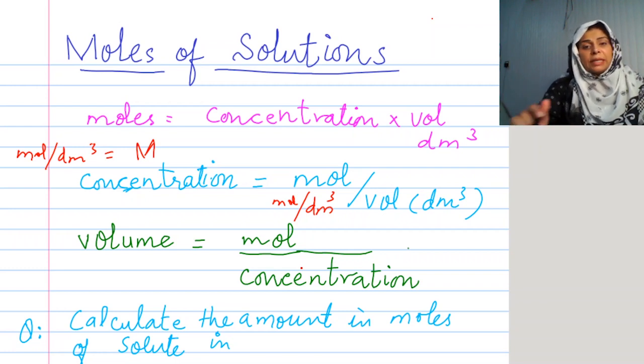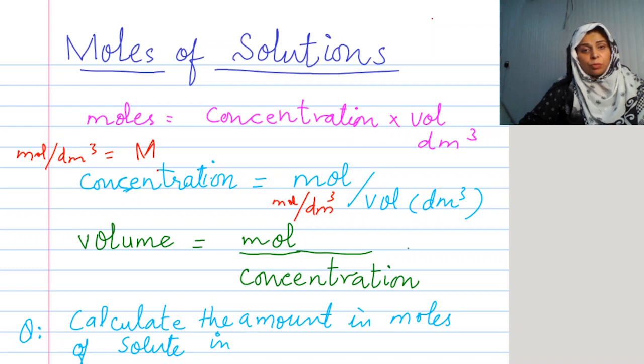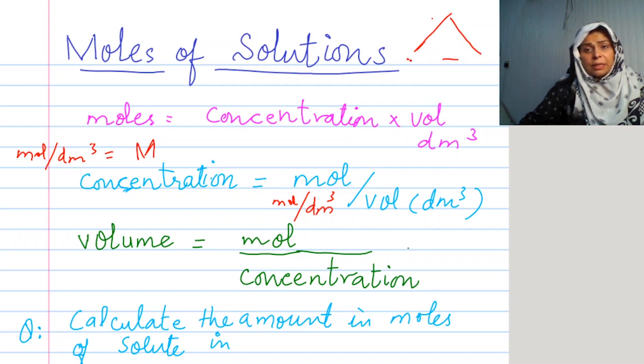So you have to memorize either one of the formulas, and from one formula you can generate moles is equal to concentration into volume, or volume is equal to mole over concentration. So remember, the unit for the concentration is mole per decimeter cube, and it can be represented by M, molarity, right? This is basically the formula for solutions. So moles is equal to concentration into volume, concentration is equal to mole over volume, then volume is equal to mole over concentration. You can make a triangle to memorize this formula.